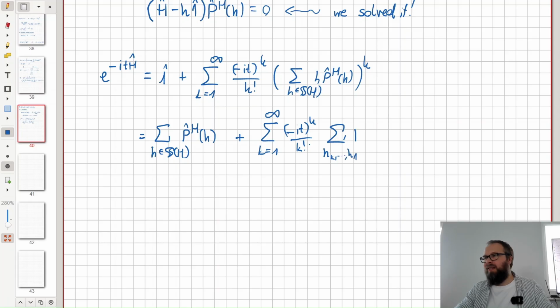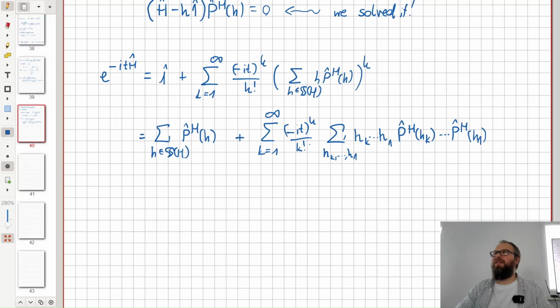over k different eigenvalues, k to h1, and we have our projectors, k h1, right? It's just rewritten it.